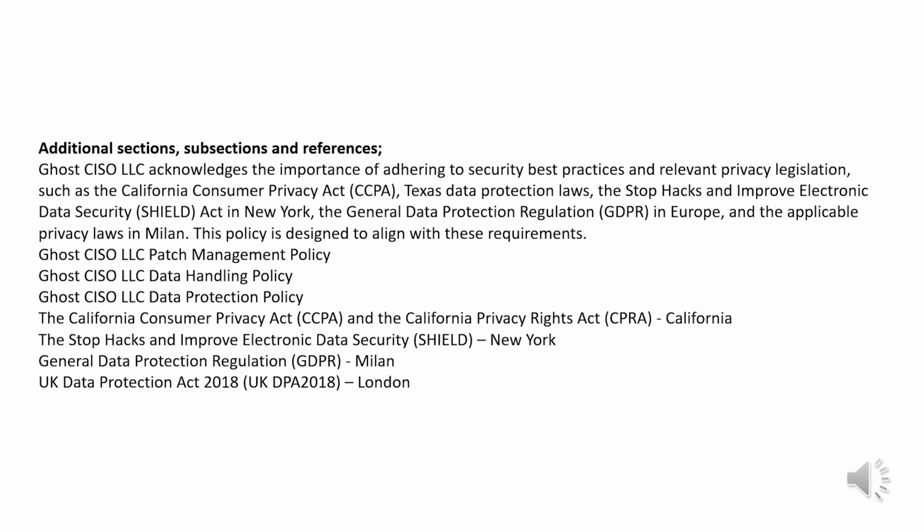And then again, we're just listing references to all of the other policies and all of the regulations through the countries that we operate in as Ghost CISO LLC. So we've got there the Ghost CISO LLC Patch Management Policy, the Ghost CISO LLC Data Handling Policy, the Ghost CISO LLC Data Protection Policy, the California Consumer Privacy Act CCPA and the California Privacy Rights Act CPRA for California, the Stop Hacks and Improve Electronic Data Security SHIELD Act for New York, the General Data Protection Regulation GDPR for Milan, and then the UK's adaptation of the GDPR, the UK Data Protection Act 2018, the UK DPA 2018 for London.